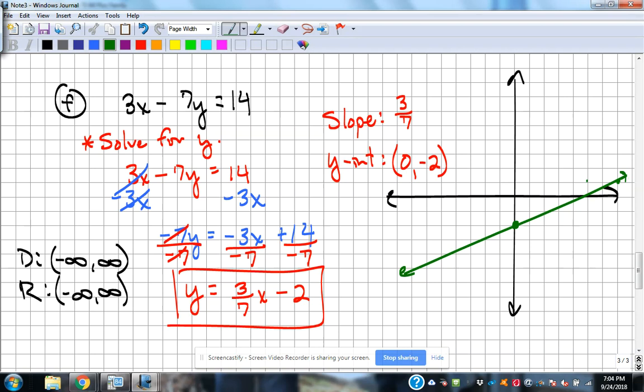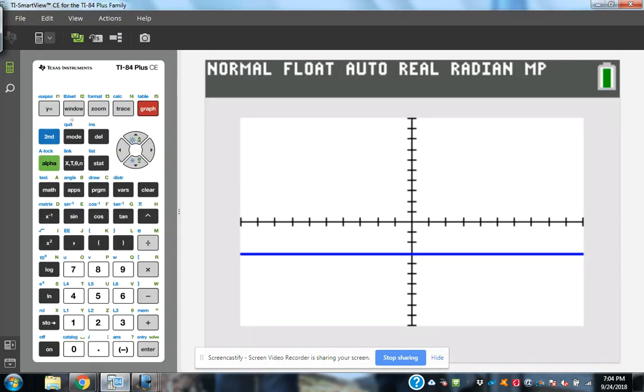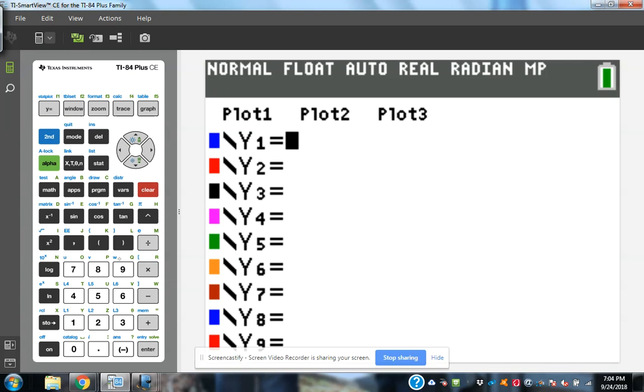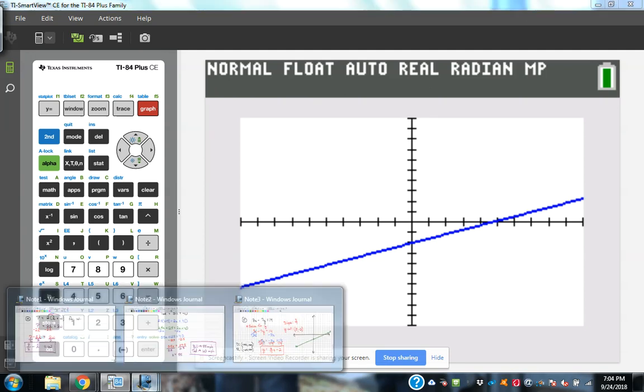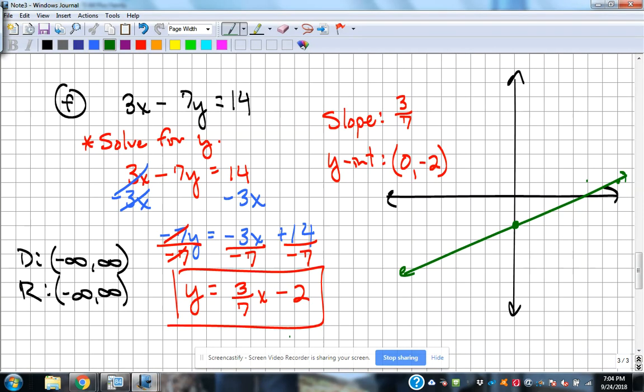I can graph that with the calculator. I want to check it. 3/7x minus 2, graph. It looks like the one I just drew. Handy to find. Okay. All right.